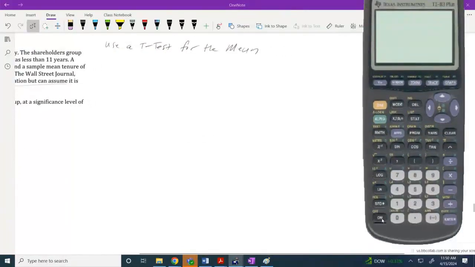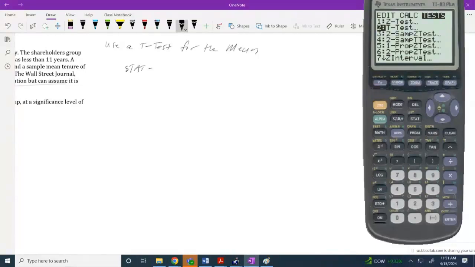I'm going to pull up your calculator. I'm going to go to stats. I'm going to scroll over to test. And I'm going to use a t-test. So that was stats, I scrolled over to test, and we're going to use a t-test. This was the second, that second option.